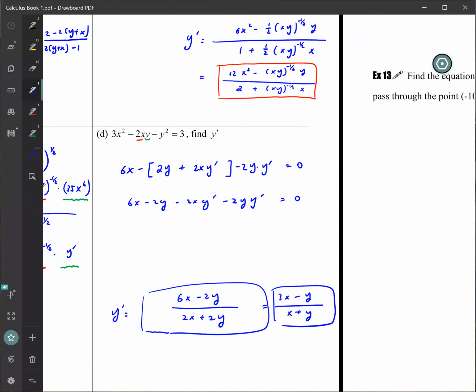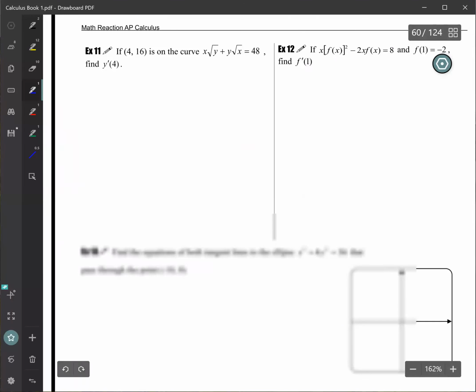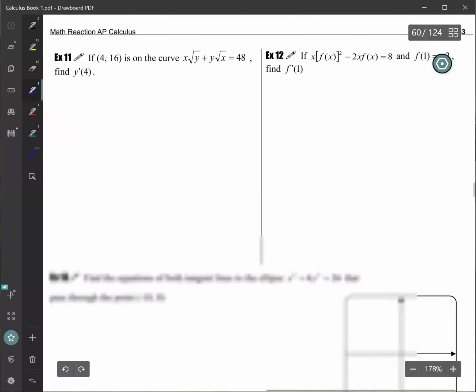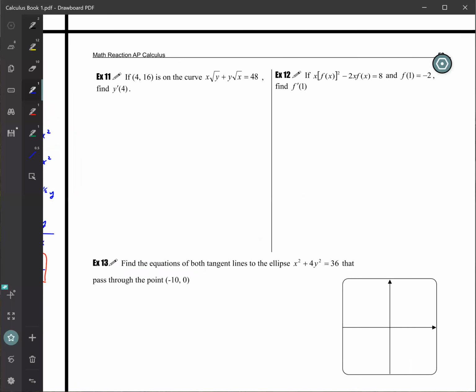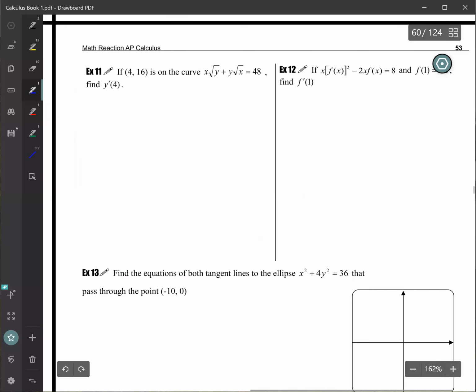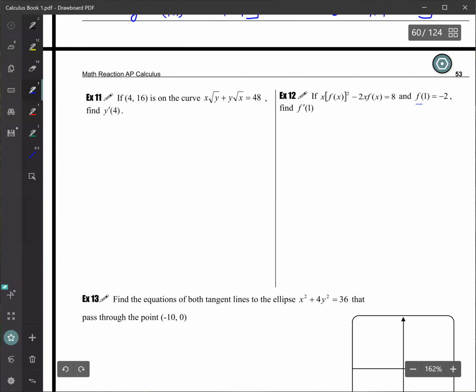We won't be able to do these two questions. They are very similar, just worded differently. So take a look at 11. It says 4, 1 is on this curve, this implicit one. Look at the right-hand side, question 12. You have the function and f of 1 equal to negative 2, so that's the same as saying having a point, at 1, negative 2. So basically the same thing. It asks you to find f prime of 1.